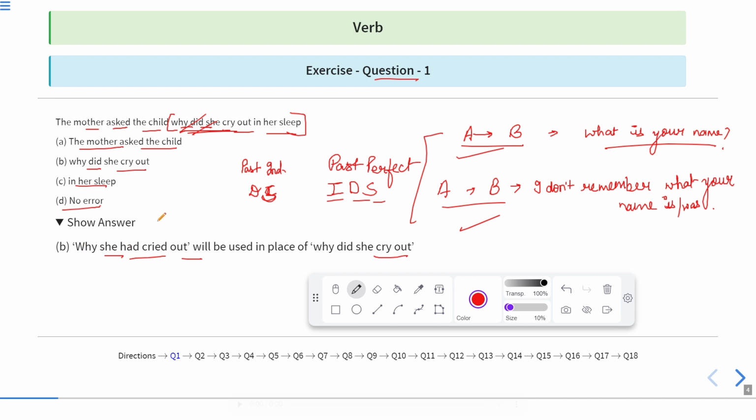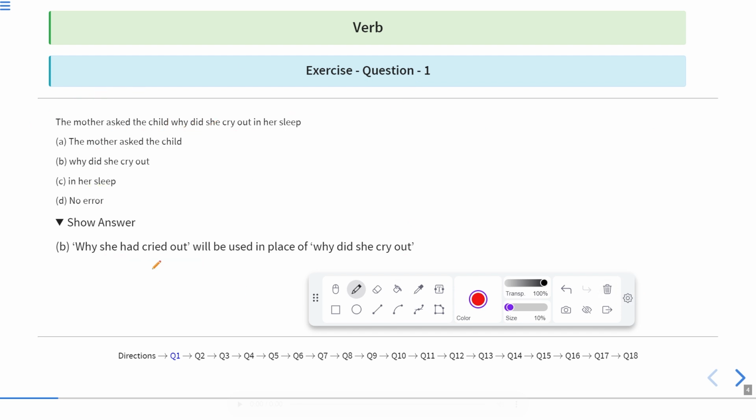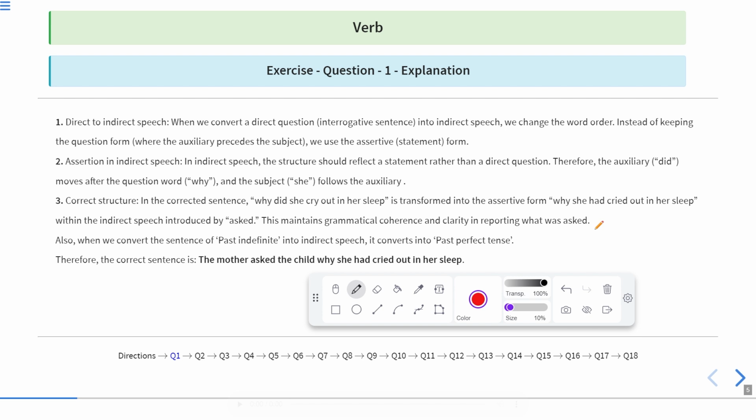So here, why she had cried out will be the correct answer, because why did she cry out is the past indefinite tense, which will be converted into past perfect tense when we convert the direct speech sentence into indirect speech sentence. Now let us see the detailed explanation, where the answer is why she had cried out. This is the answer which should be used in place of why did she cry out. So the correct phrase will be why she had cried out.